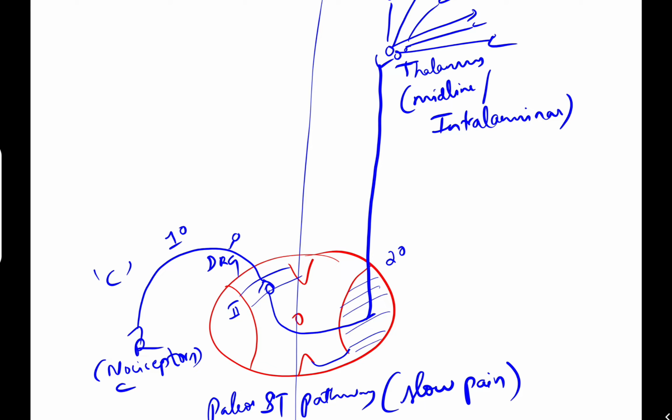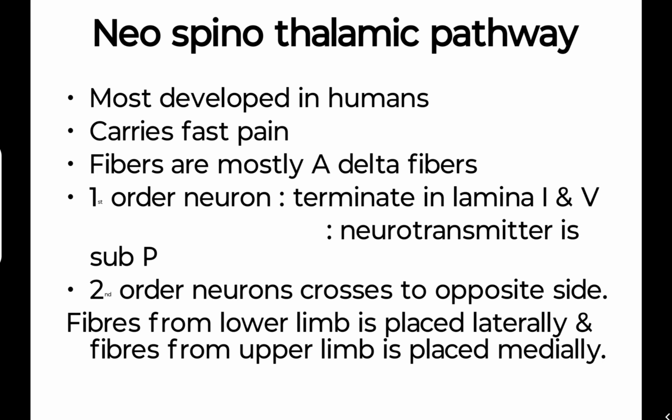So when the second order neuron is ascending up in the brainstem, it gives a branch or a collateral to your periaqueductal gray matter. It gives a branch to the reticular formation. Clear? So that it keeps you awake, and it also gives a few branches to the hypothalamus. That is what controls your autonomic responses associated with pain. And also remember, it has a branch to the limbic system, so it controls your emotions. So this is about your paleo-spinothalamic pathway.